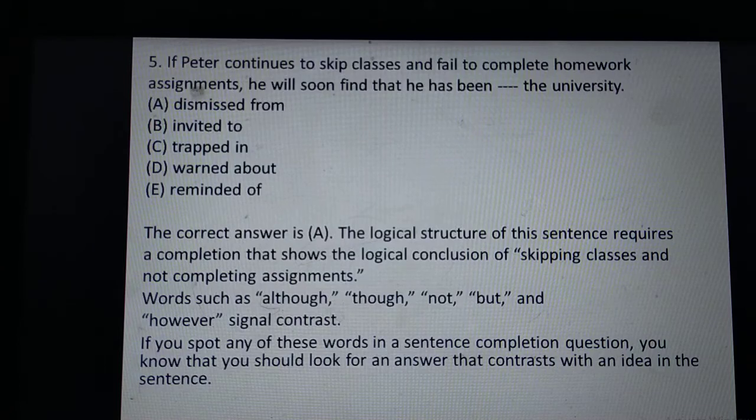Kaise? The logical structure of this sentence requires a completion that shows the logical conclusion of skipping classes and not completing assignments. Words such as although, though, not, but, and however signal contrast. If you put any of these words in a sentence completion, you know that you should look for an answer that contrasts with an idea in the sentence.